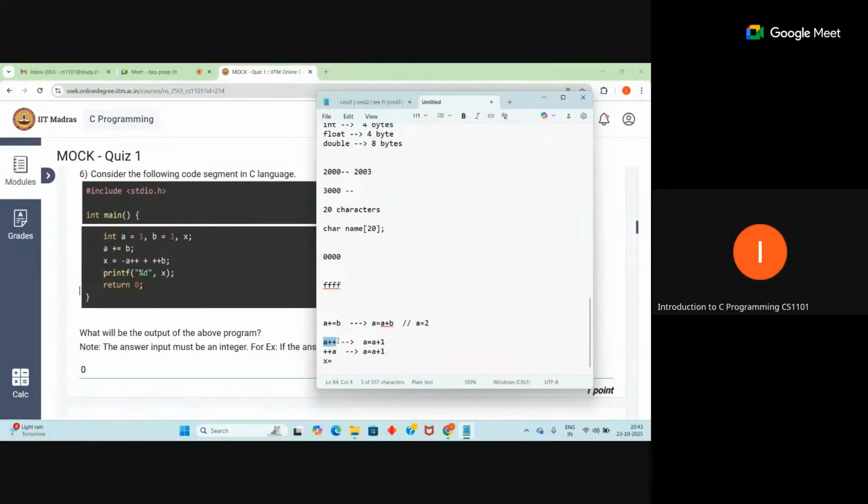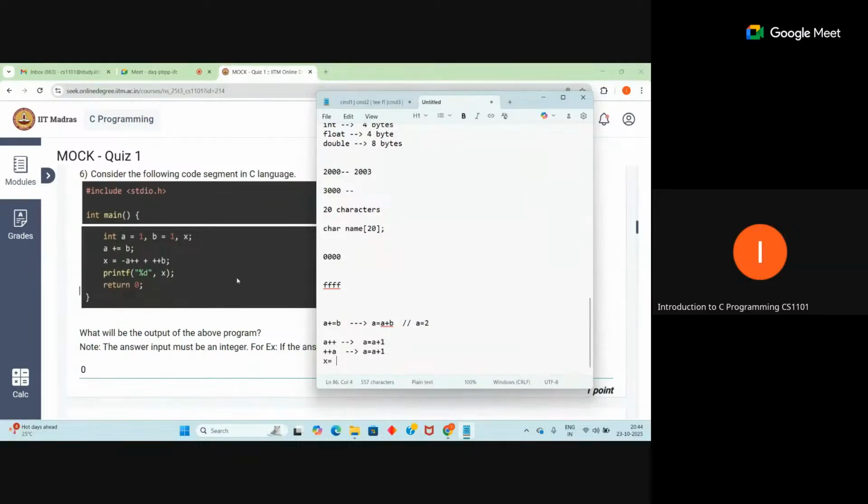Post increment means A value is substituted in the expression. After substitution, it will increase. Whereas pre-increment means first A value gets incremented, and that updated value is substituted in the expression. So that is the difference. Only you will find the difference when you are substituting the value in an expression. So here he has substituted the value of the increment operator in the expression.